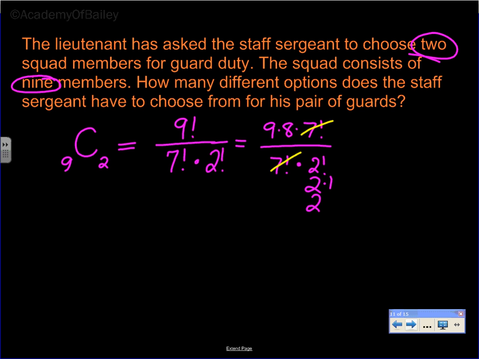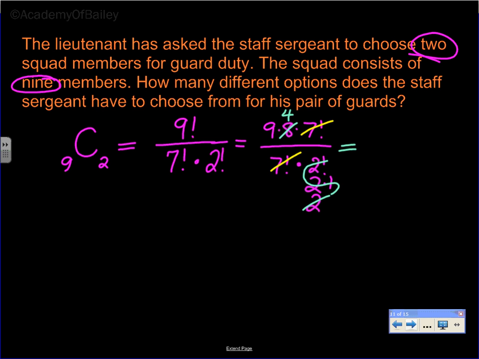And so can we reduce 2 with anything above? Can we reduce 2 with 8, or can we reduce 2 with 9? We can reduce 2 with 8. 2 goes into 8 4 times. And so then, since we reduce this 2 factorial, 2 times 1, 2, all of that cancels out.